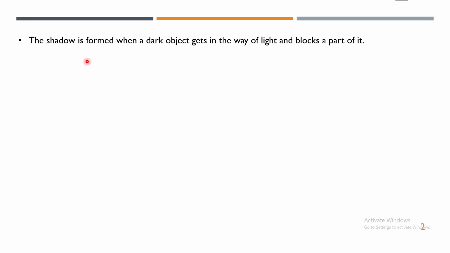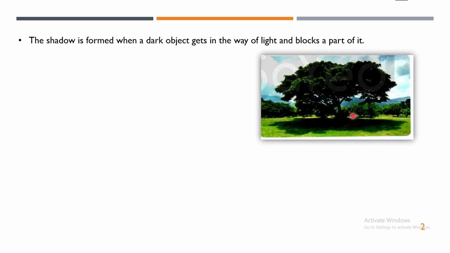Well, the shadow is formed when a dark object gets in the way of the light and blocks a part of it. What does that mean? Well, by looking at this picture, we will see that the tree is blocking the light from the sun, and hence it creates a shadow. This shadow is formed because the tree is getting in the way of the sunlight and blocks a part of it.